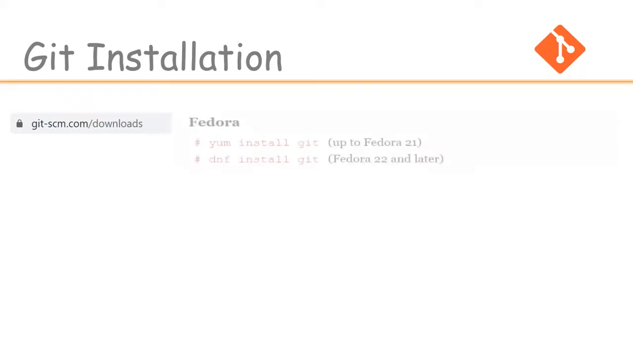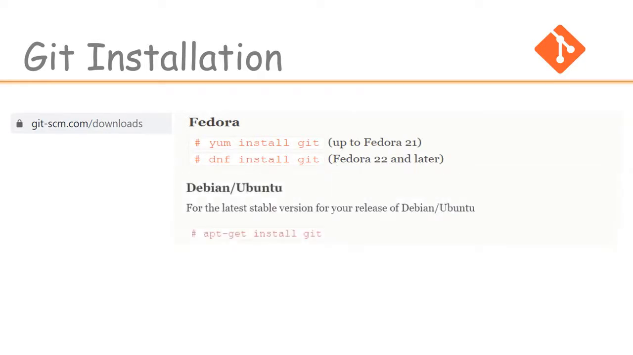If you are using some different operating system like Fedora, then you can install Git using this command: yum install git or dnf install git. Or if you are using Ubuntu or Debian, you can install Git using apt-get install git.